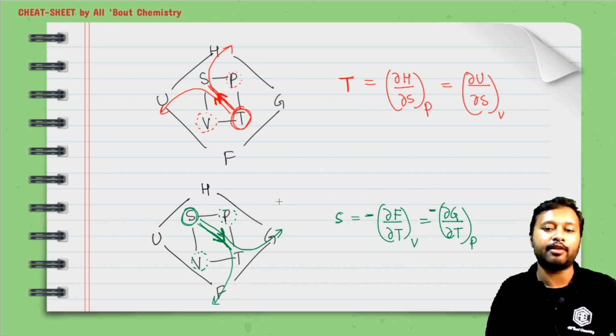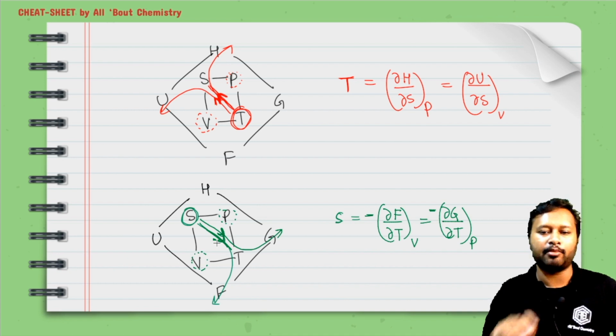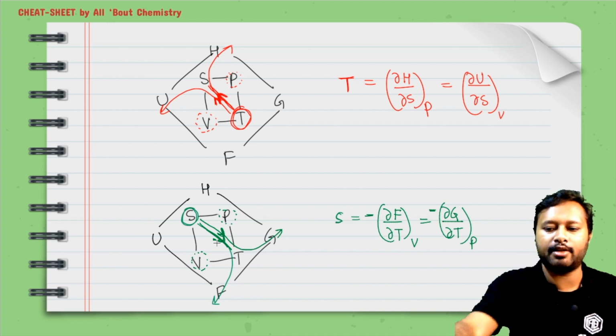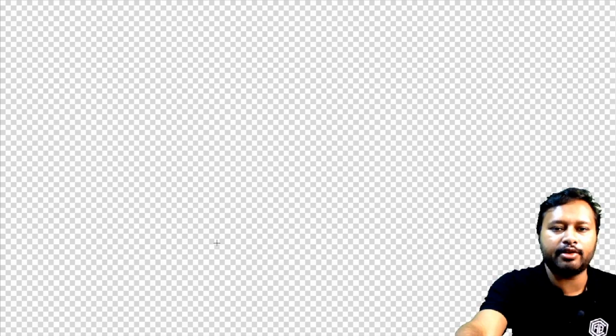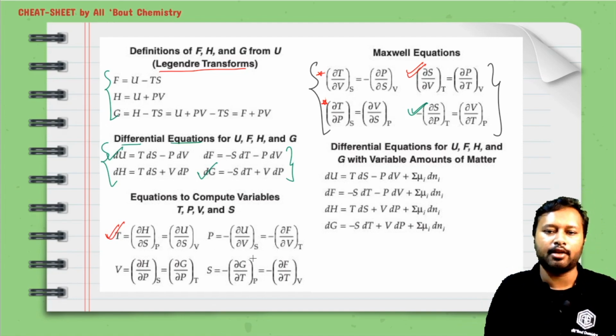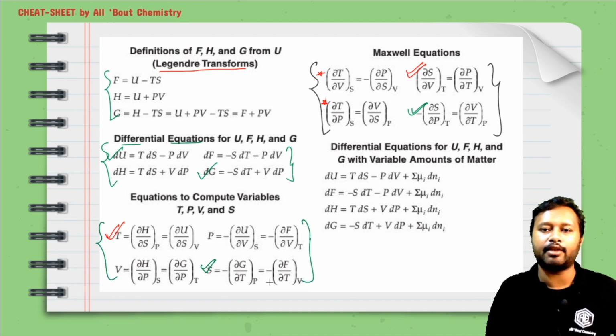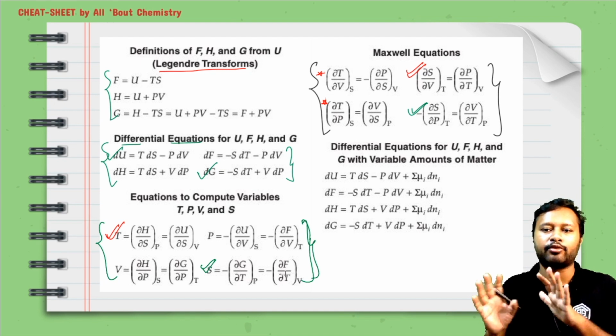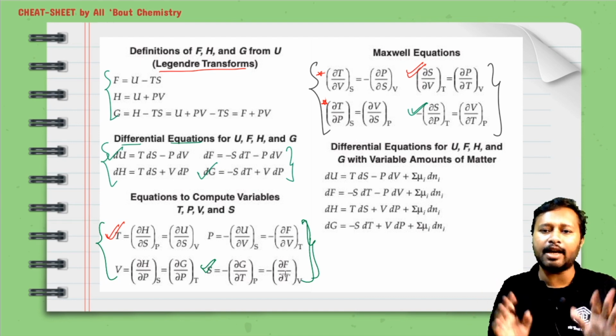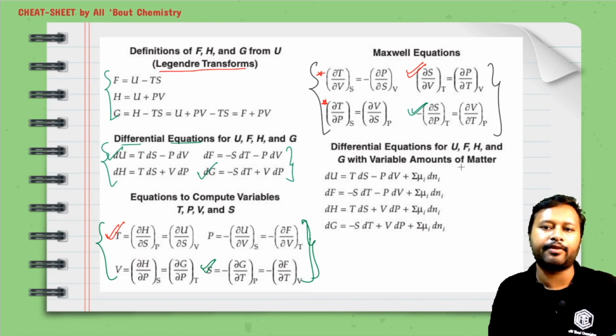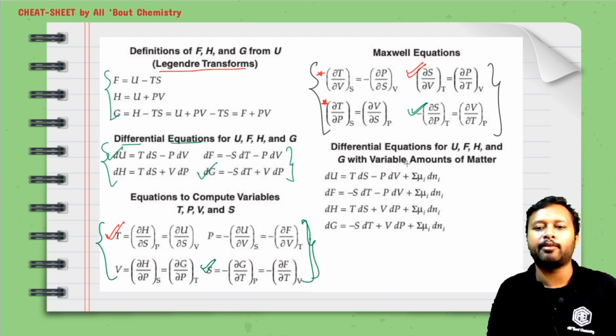In a similar way, you will be able to find the equation for pressure as well, and the equation for volume as well. So of this set of equations, we have just found this one. You can simply find all the set of them. So try the other ones as well. In that way, you will be able to practice the equations also, and it will be easy for you to do in the exam. The last set we have to do is the differential equations for U, F, G, and H at variable amounts of matter.